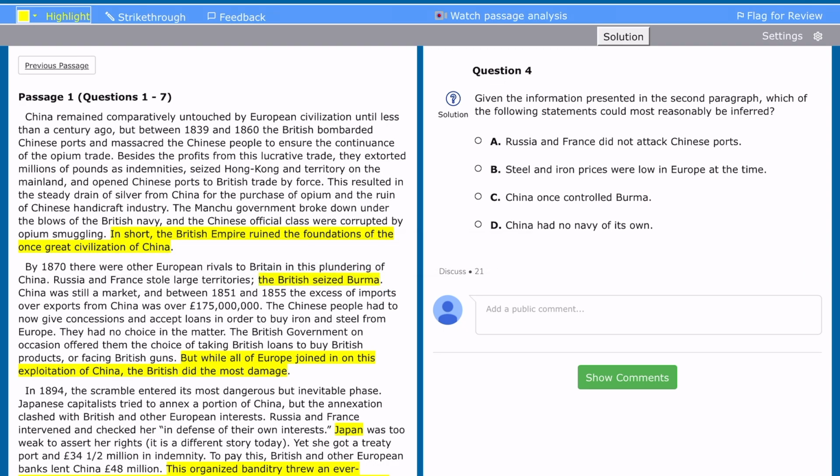D, China had no navy of its own. Again, we know nothing about the Chinese navy here. And if we know nothing, then we don't have the right to pick D unless we're sure that they had a navy or no navy or anything like that. But the best answer here seems to be C, China once controlled Burma, because we can infer that from this statement, the British seized Burma, implying that at some point the Chinese had owned Burma and the British took it from them.